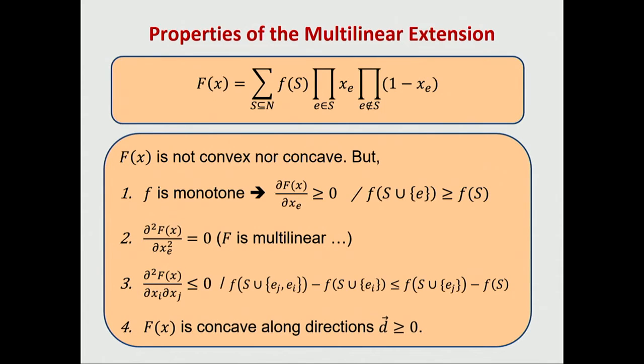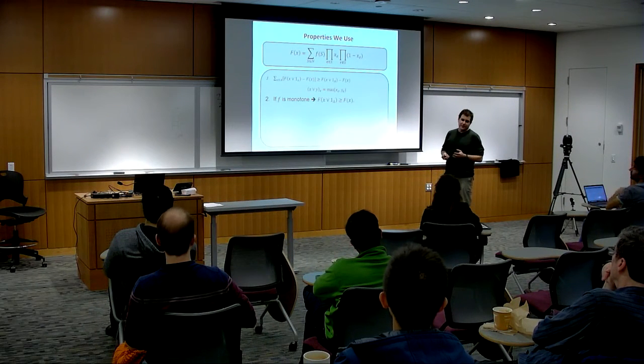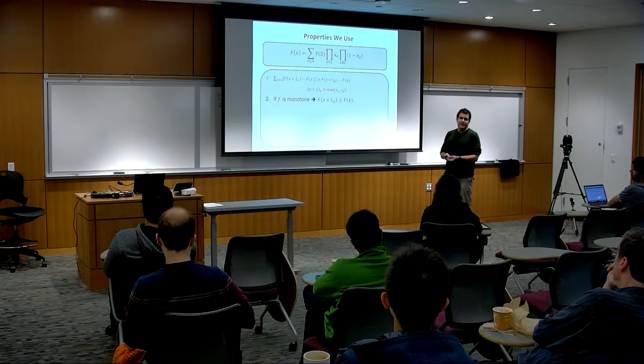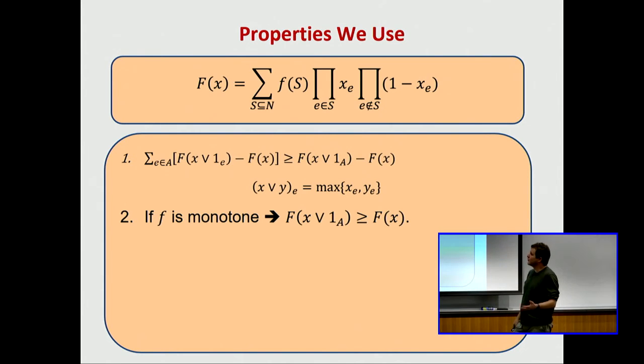The second derivative by xe is always 0 because it is multilinear, right? But the second derivative by xi and xj is always non-positive, and this comes from submodularity, from the fact that adding ei to a larger subset is worth less than adding ej to a smaller subset. But for our discussion, we actually need very few properties that are kind of the same, at least in notation, as in the case of submodular and discrete algorithms.